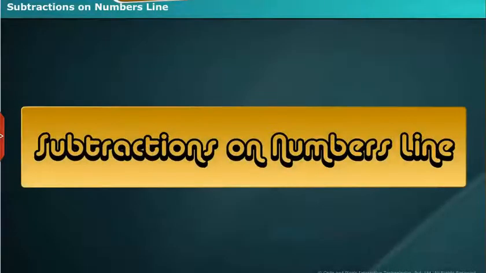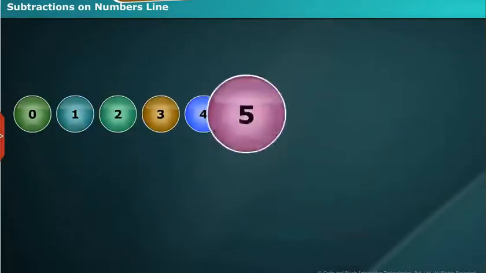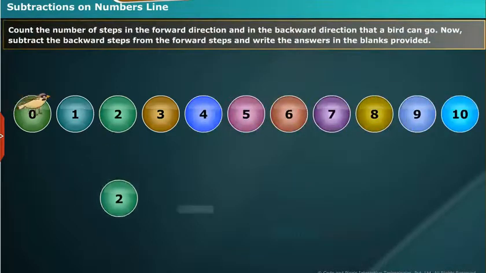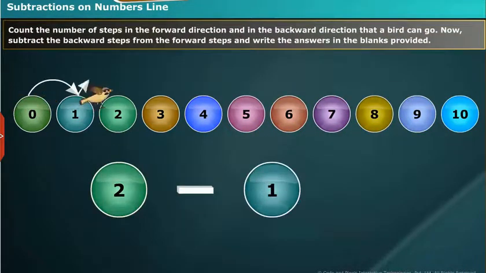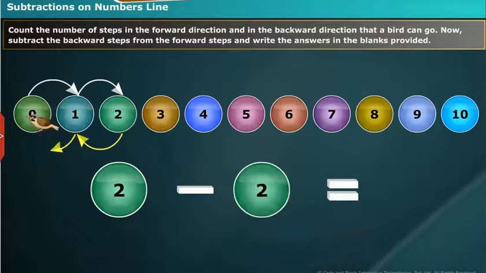Subtractions on number line. Now, we will learn about subtractions on number line. Count the number of steps in the forward direction and in the backward direction that a bird can go. Now, subtract the backward steps from the forward steps and write the answers in the blanks provided.